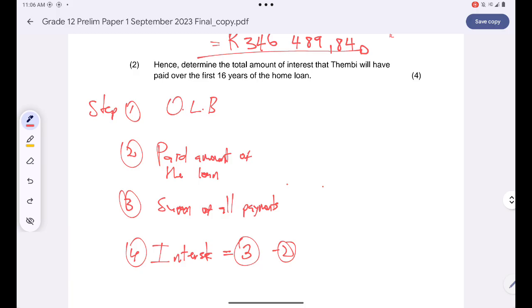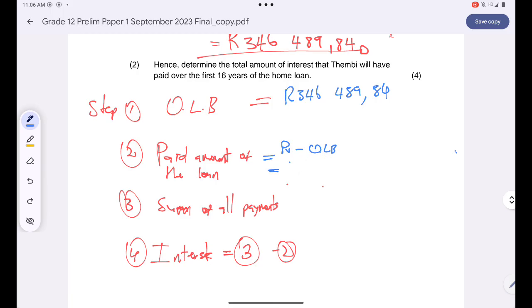Okay, step number 1, guys, we just calculated our outstanding loan balance and we got a value of 346,489 rand 84 cents. And then the paid amount of the loan. How do you find the paid amount of the loan? Just take the initial amount of the loan, the present value, minus the outstanding loan balance, right?